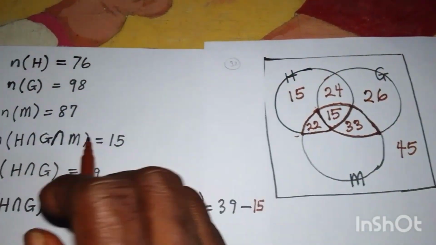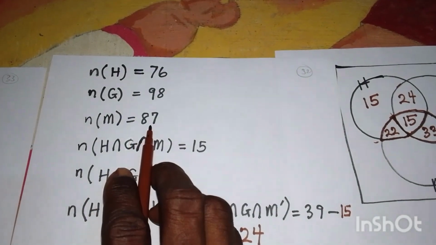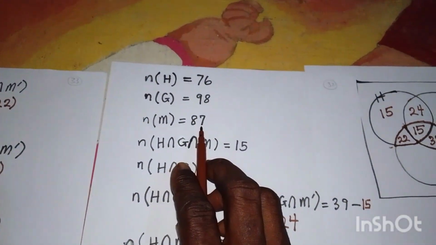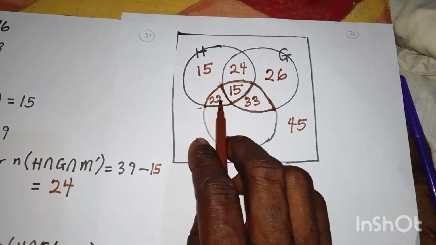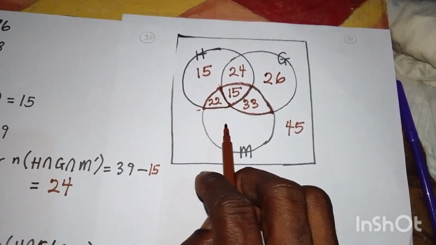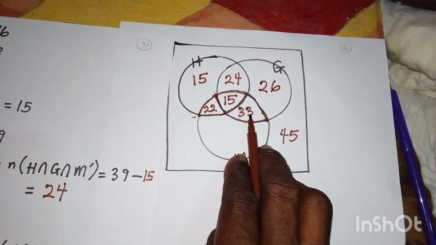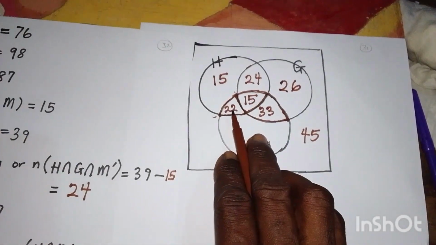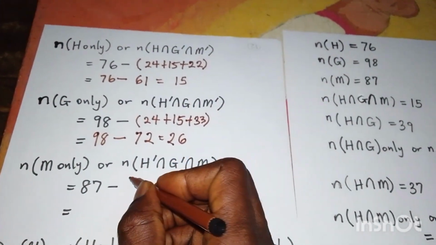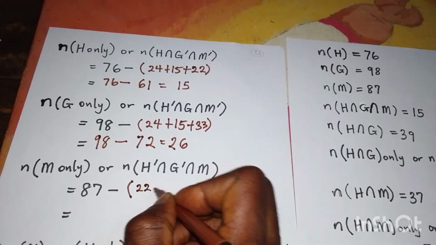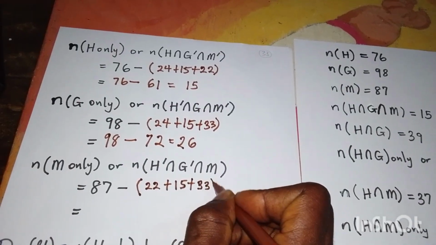Now, we know that 87 students like mathematics. If 87 students like mathematics, those that will like only mathematics will be 87 minus those that like history and mathematics, the 3 subjects, and only mathematics and geography. So that means we'll be having 87 minus 22 plus 15 plus 33.